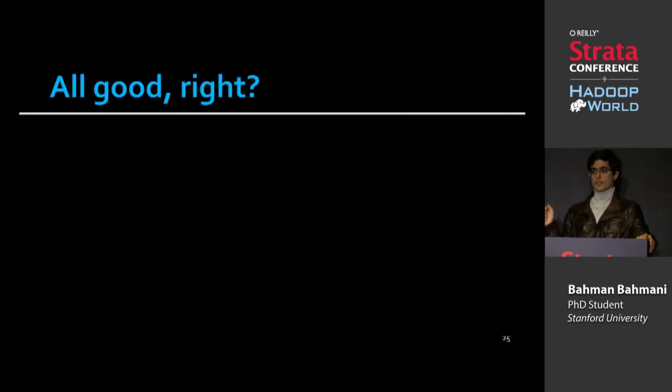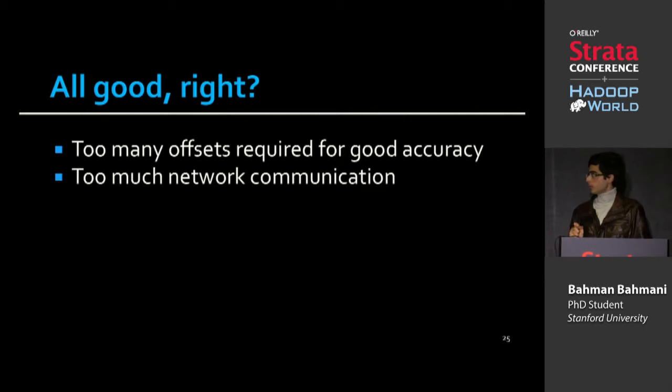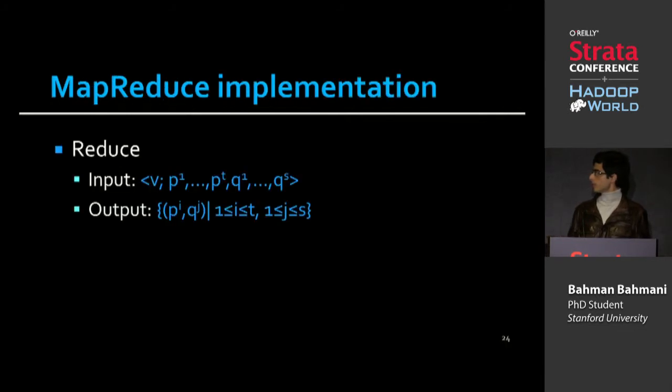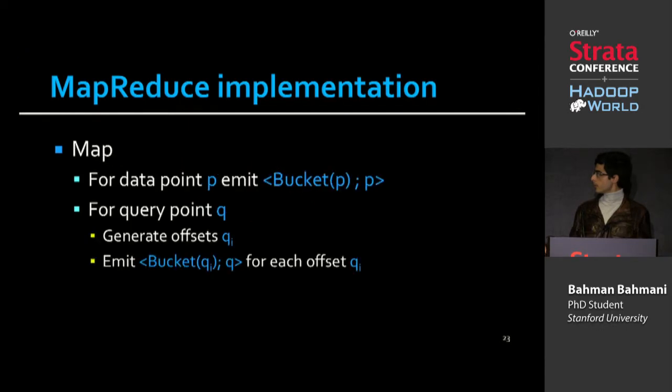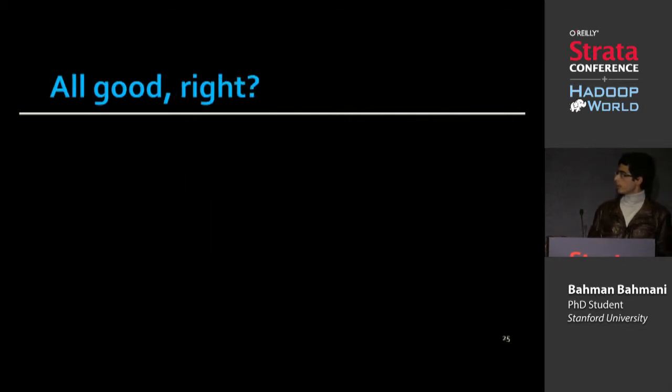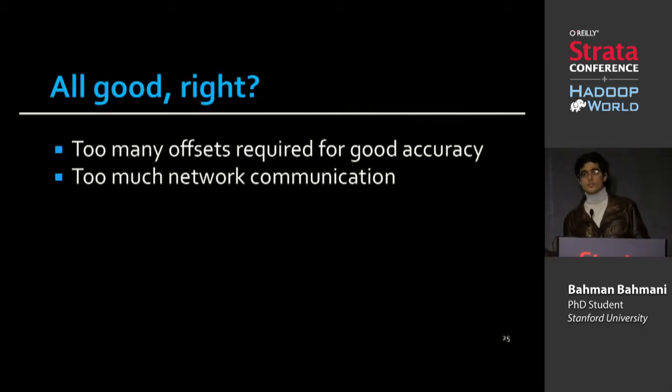Again, the same question as the last one. Are we all good now? It's a pretty simple algorithm, right? And the answer is no. And the reason is, to get good accuracy out of this algorithm we just saw, we need too many offsets. And each offset, like up here, is generating one key value pair. So if you need too many offsets per query point, that means too much communication. So that's not very good.